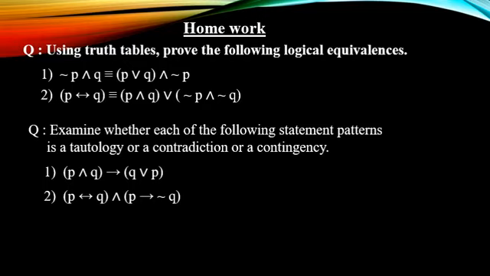Now today's homework, here two questions. Question number 1, using truth table prove the following logical equivalence, and in the second question some statement patterns are given and we are going to identify which of them are tautology, contradiction or contingency. This question can also be asked as construct truth table and interpret the result. Interpret the result means we have to identify whether the statement pattern is tautology, contradiction or contingency. So just take a screenshot and try to solve. Thank you.